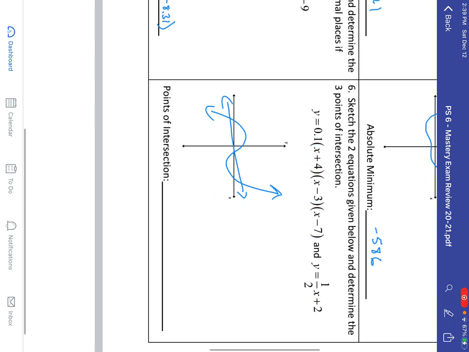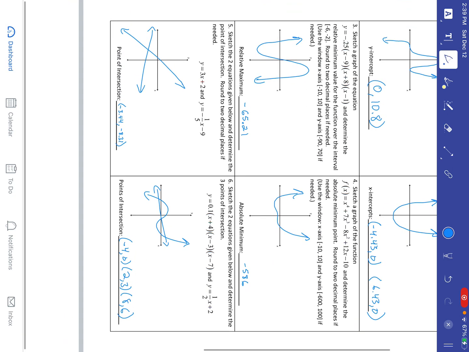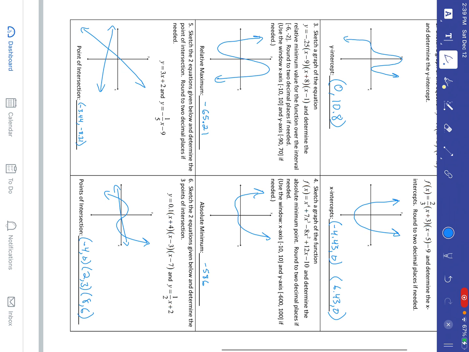All right, so going back, we have our 3 intersection points. We have -4, 0. We have 2, 3. We have 8, 6. And there you go. That is using your technology, the calculator app, to solve these questions.